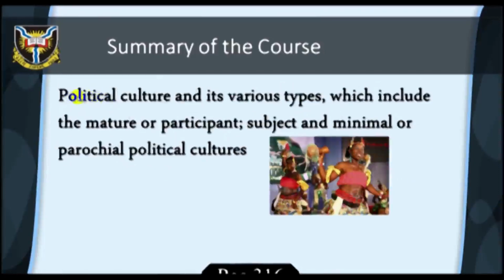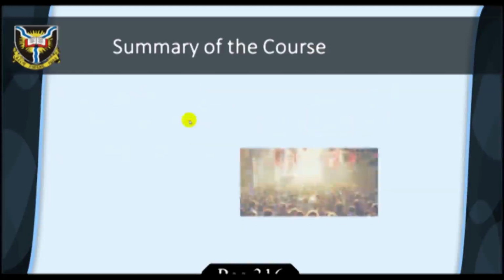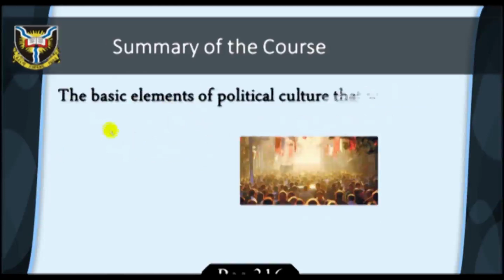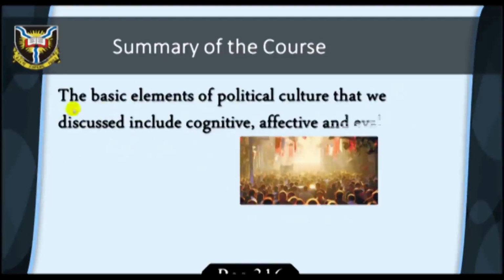Lectures 3 and 4 concentrated on political culture and its various types, which include the mature or participant, subject and minimal or parochial political cultures. As a political concept in which different levels of participation in politics and public affairs in general could be assessed, we adopted political culture as a tool for comparative analysis.